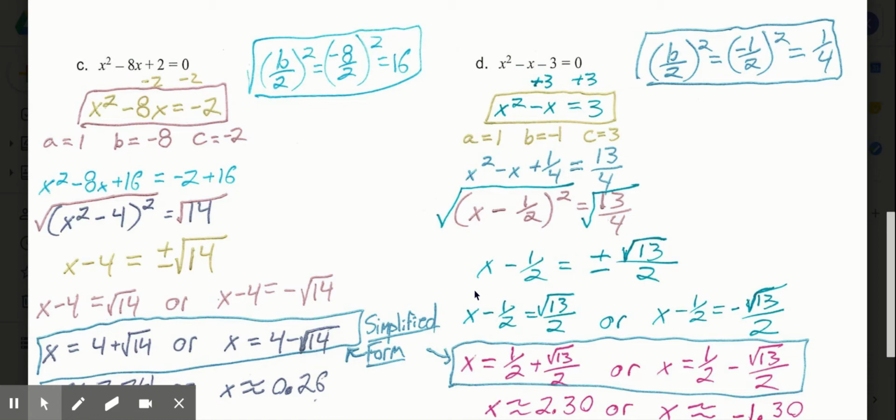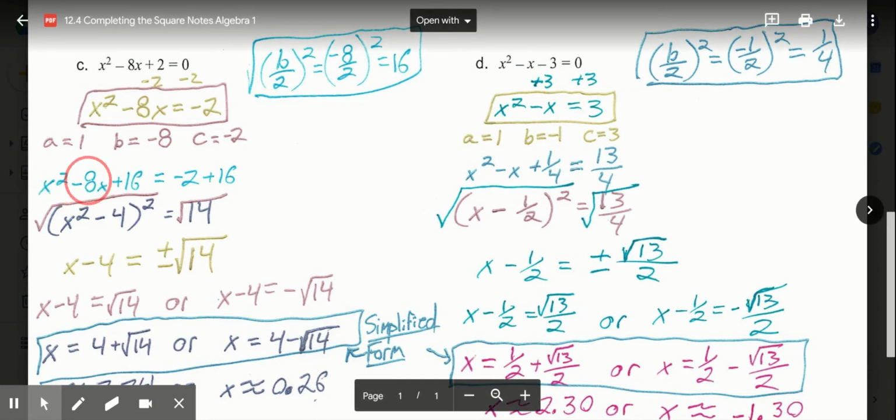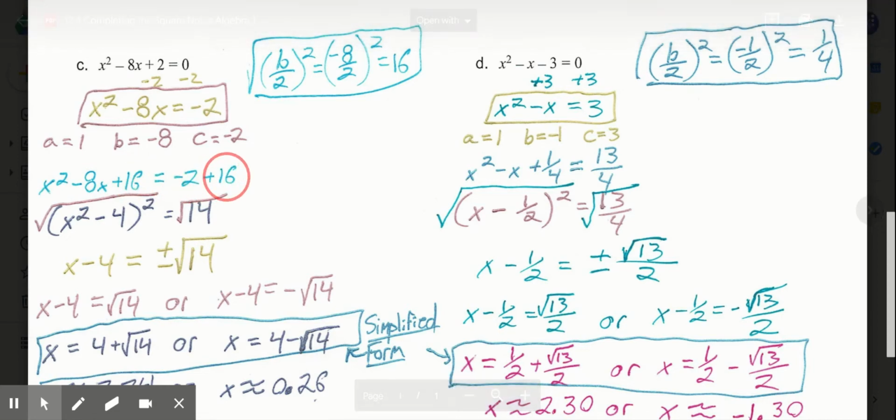So figuring out half of B squared, we have negative 8 divided by 2 squared. So negative 4 times negative 4 is 16. So we're going to add 16 to both sides, and we end up with x squared minus 8x plus 16 equals negative 2 plus 16.